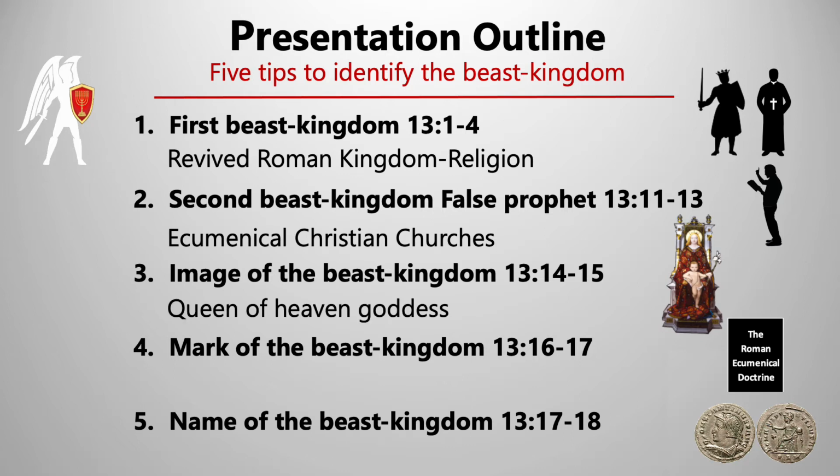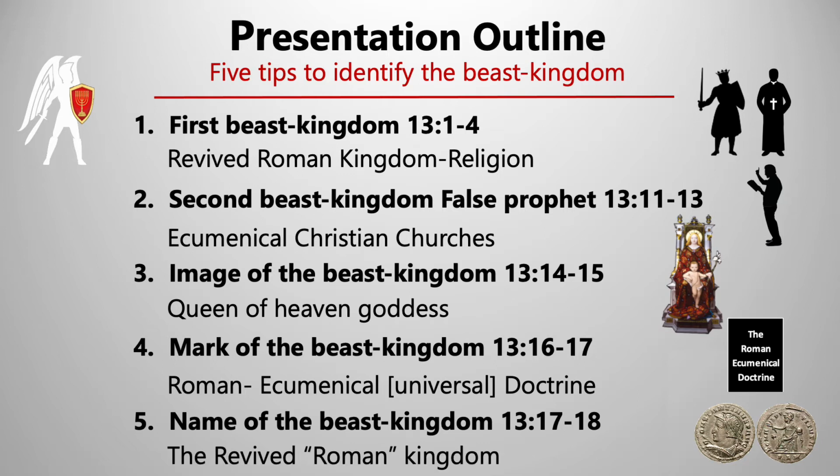The image of the beast kingdom represents the Queen of Heaven goddess that made Israel sin by bringing her into the first temple that was dead and brought back to life. The mark of the beast kingdom represents the doctrine of Rome, contrary to the doctrine of God, or some might say it's the doctrine that worships the image of the beast. The name of the beast kingdom represents the revived Roman kingdom that is crowning the dragon, plus he gives us a tip. It's a name of a man, Roman.